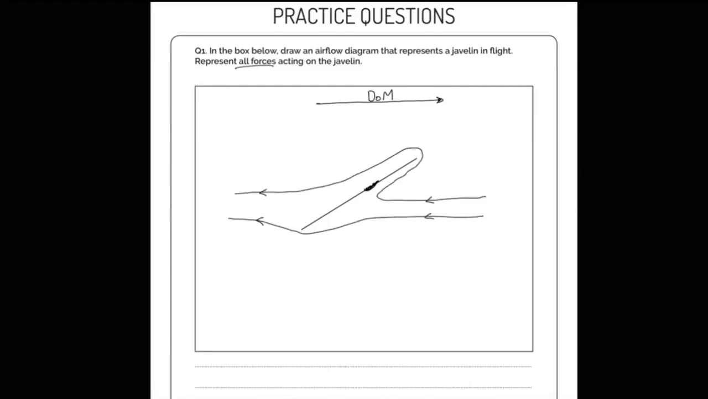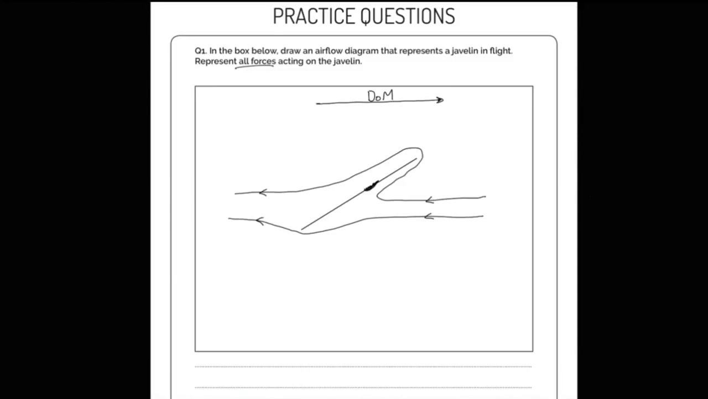Look, I've put my first two airflow lines in. Notice that I've got my start arrows and my end arrows both pointing in the same direction, in the opposite direction of movement. That's important. But it's clear my air going over the top is travelling further, my air going underneath is travelling less distance, so faster over the top, slower underneath.